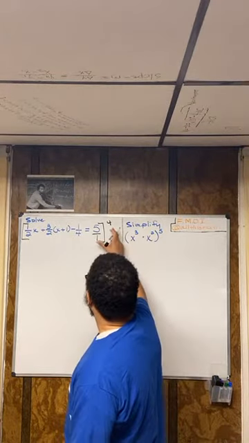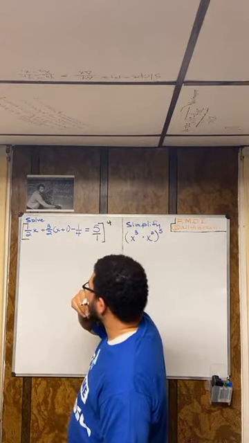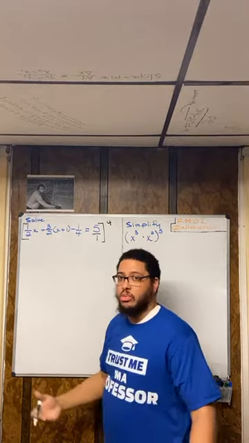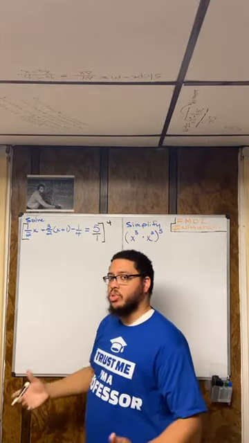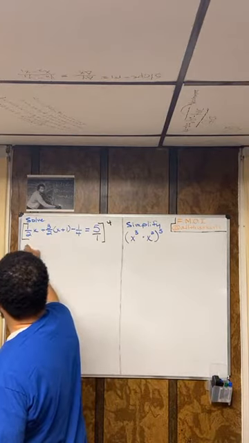So what does that look like? You do 4 times 1/2 x. 4 times 1/2 is 2, and then you have an x, so you have 2x. So this turns into 2x.